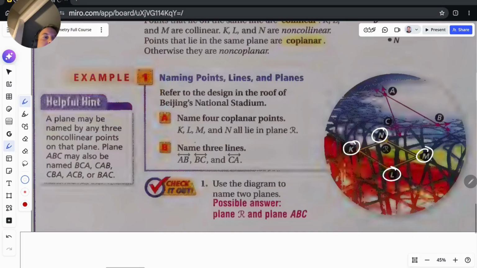Circle those. K, L, M, N. Notice that these all sit on the same flat region of our roof. Now that region is the plane, labeled R here. So we call this plane R. So those 4 points are coplanar. So since K, L, M, N all lie in plane R, we can say K, L, M, and N all lie in plane R for our answer.